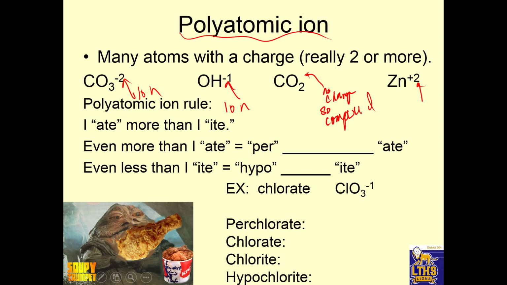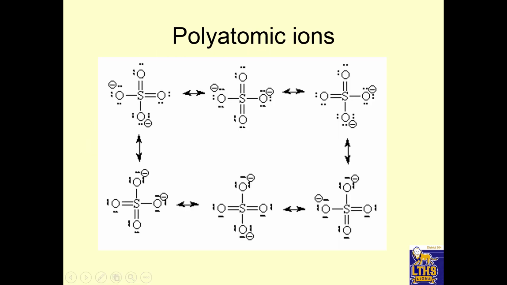Okay. Here are some rules for ates and ites. So you memorize chlorate is ClO3 negative and chlorite is ClO2 negative. Look at the number of oxygens. So what would perchlorate be? It would be ClO4 negative. And what would hypochlorite be? ClO negative. Okay. So, oh look, he ate more chicken because he's Jabba the Hutt. He ate more chicken.